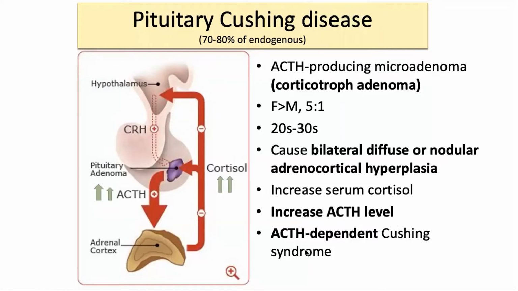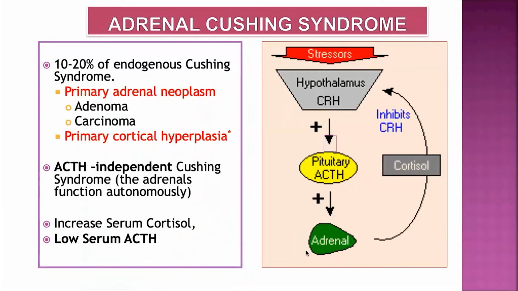But adrenal Cushing syndrome is when there is Cushing syndrome due to a primary adrenal neoplasm like adenoma or carcinoma, or hyperplasia of the adrenal glands. It is ACTH independent, not related to ACTH. Usually when we check the blood for cortisol, of course the cortisol is increased, but ACTH is low. So we can suspect adrenal Cushing syndrome.